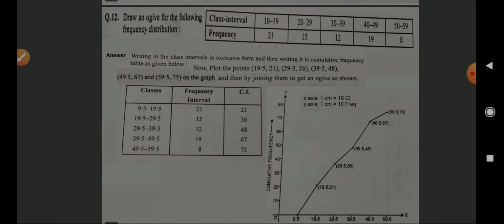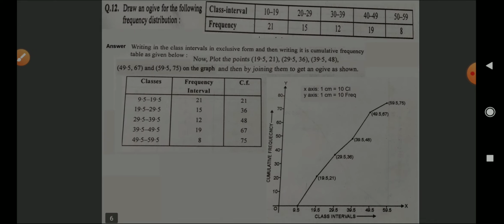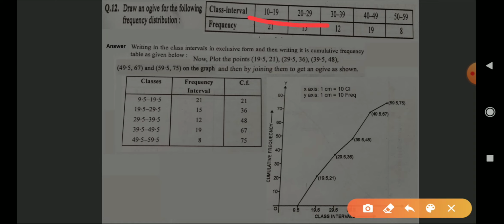Question number 12 says draw an ogive cumulative frequency graph, right, with the class intervals 10 to 19, 20 to 29, 30 to 39, 40 to 49, 50 to 59. Now if you see, all these are non-continuous. 10 to 19, then it should be 19, but the next starts with 20. So that means there is no continuity. So we are required to make it continuous.